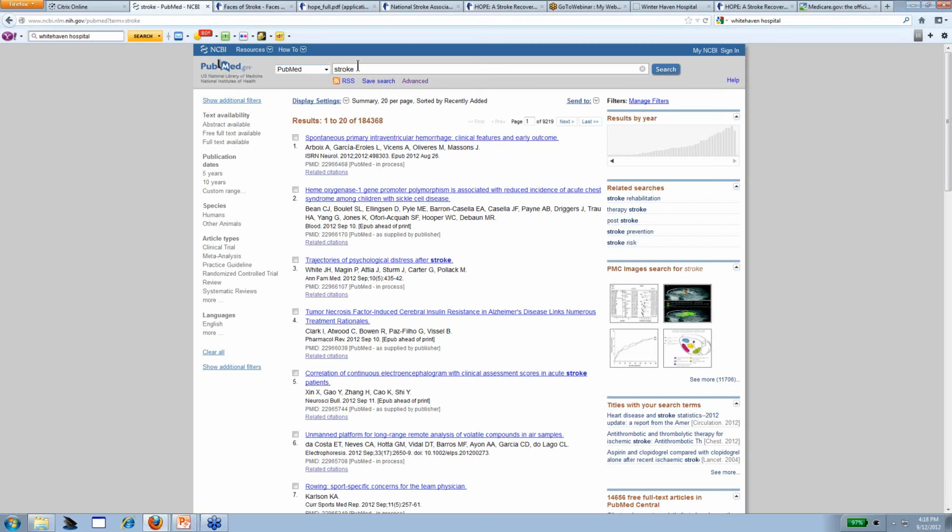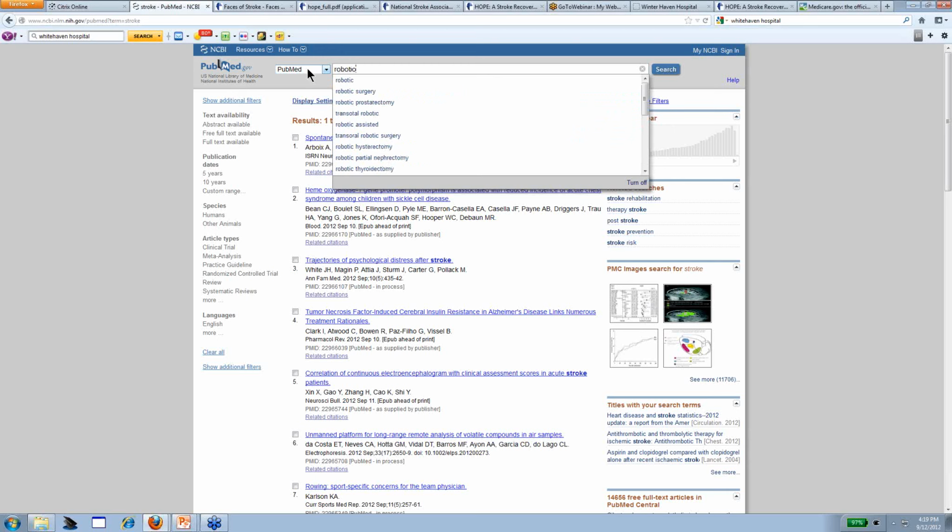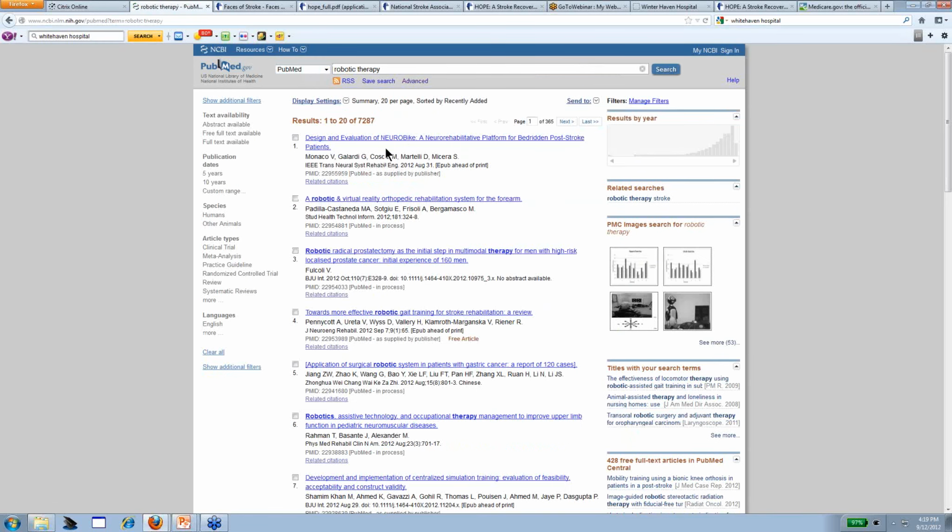What I did when I went to this site is I typed in the word stroke as a search and found some recent articles and clinical information on this issue. Now, if you've got a particular issue, let me see if I can use robotic therapy. Let's just see if there's been any very specific research done on that. All right, so here we go. We've got some recent research on this.